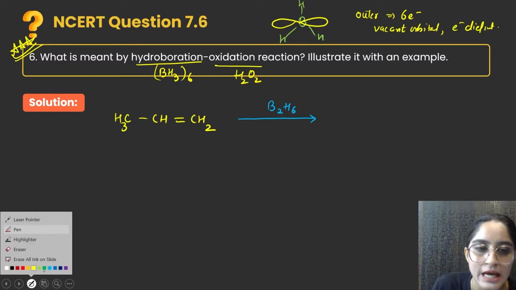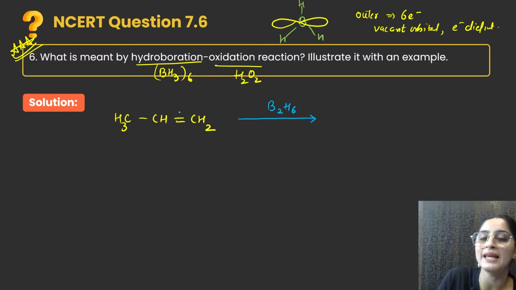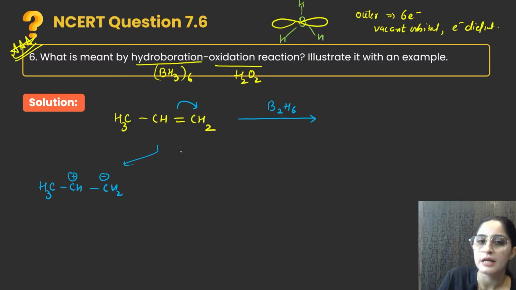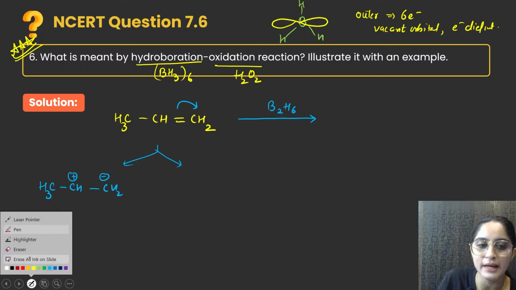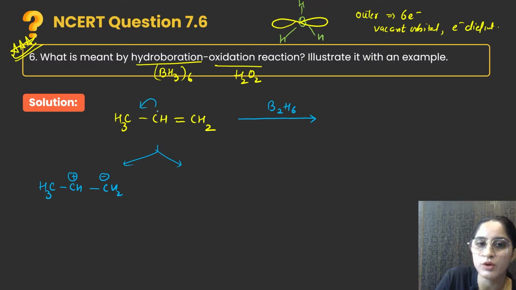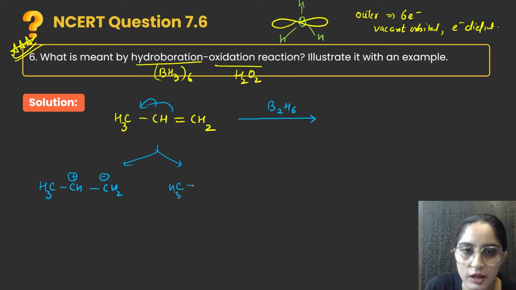So what it will do? It will attract the pi electrons, because pi electrons are loosely bonded, right? Now the question is, ma'am, I have two things I can do. Either I can make the pi electrons move here. This will be CH3, CH, this is CH2 negative, and this is positive, right? Or I can make the pi electrons move here. So that will be CH3, CH negative, CH2 positive.